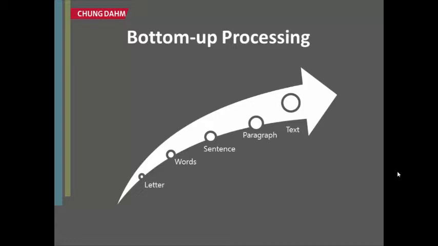And then they repeat that process for the next word. And then they do it for the next word. And they add those words up and they get a sentence. They repeat the process again and they get a paragraph. They repeat the process again and they get a text.